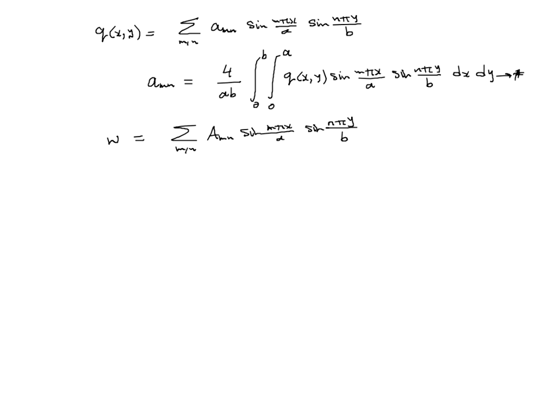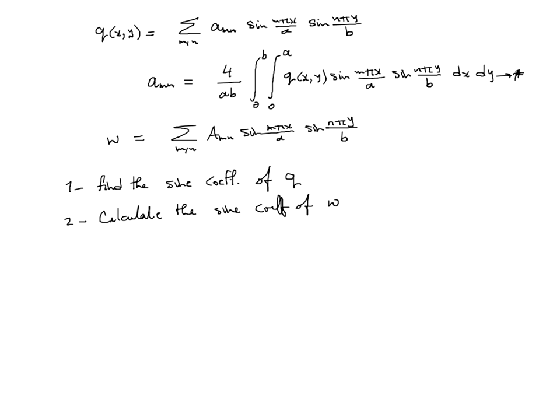And as such, the procedure to solve problems like this is very simple. Step number one, find the sine coefficients of Q. This is done by straightforward integration, so it's not difficult. Then calculate the sine coefficients of the displacement W, which is quite straightforward because it's just algebraic substitution. Then we can find W just by summing the series. If you want W at any point, you just sum enough terms and evaluate the displacement at that given point.